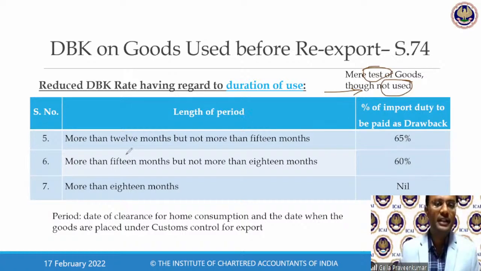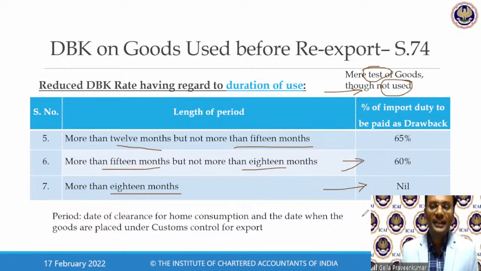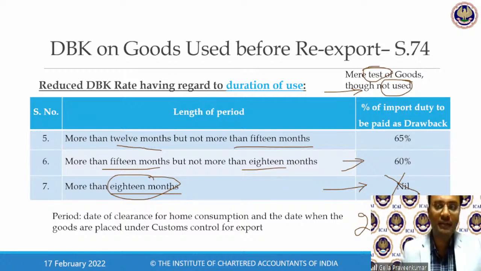So what if the goods are more than 12 months, but less than 15 months? I get 65%. More than 15 months, but not 18 months, 60%. And if it is more than 18 months, I get nil. So you have said that the time limit is 2 years. After 18 months, you're not giving any duty drawback. Why is that?